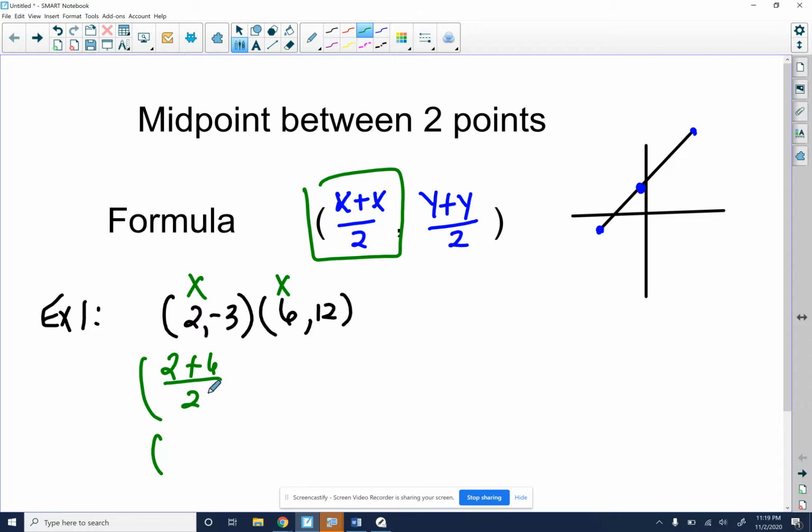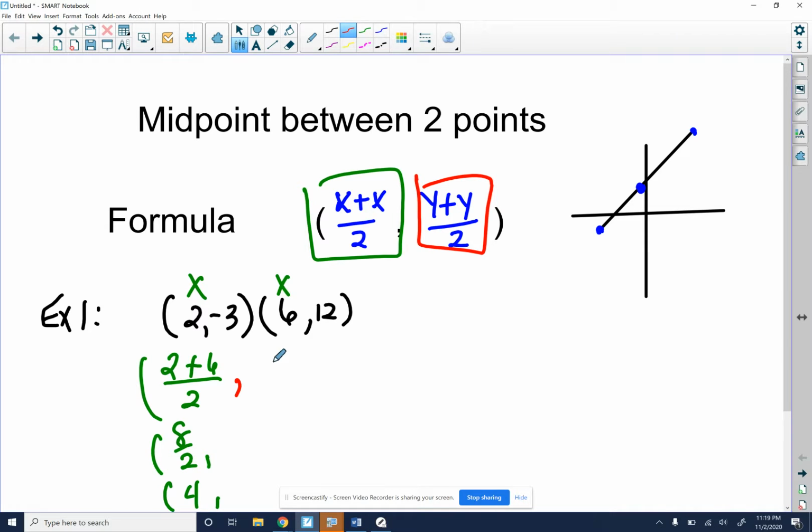So let's see what we get. 6 plus 2 is 8. 8 divided by 2 gives me 4. So right now I know my midpoint is 4 something. And now I've got to do the y values. So to do the y values, I add the y coordinates together.